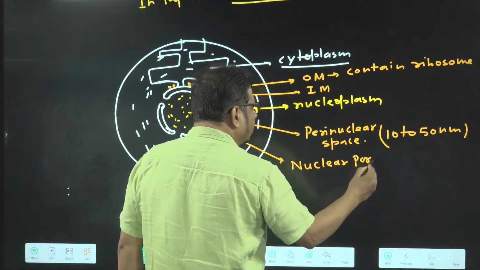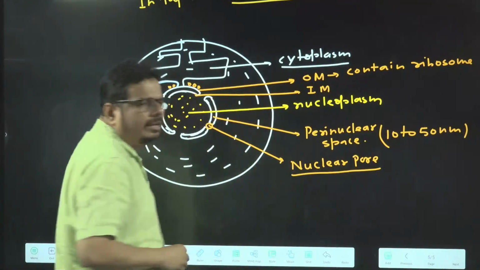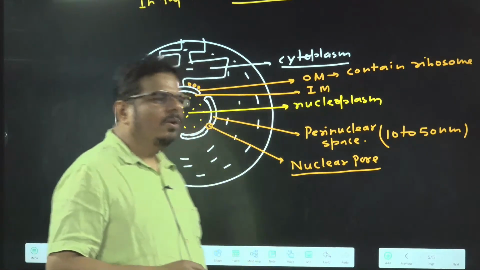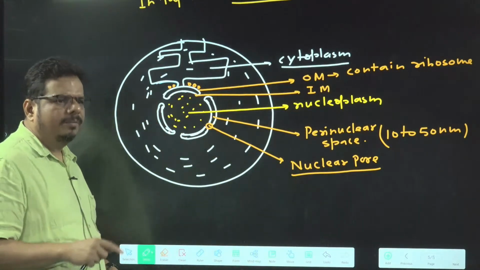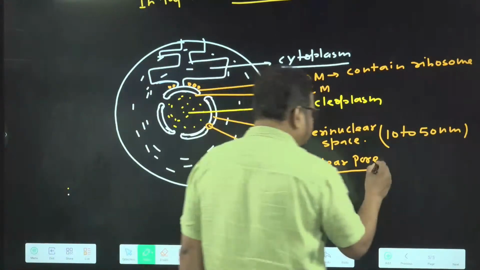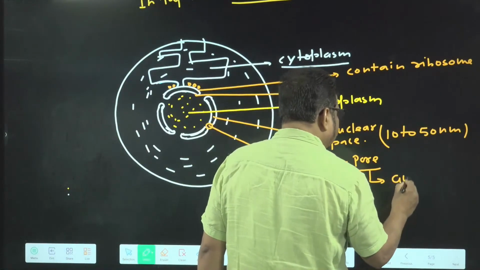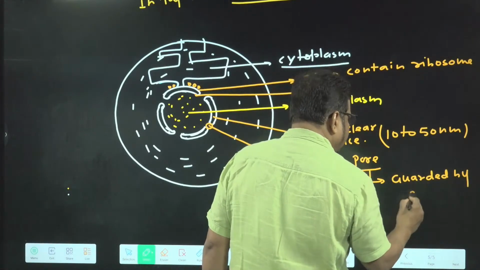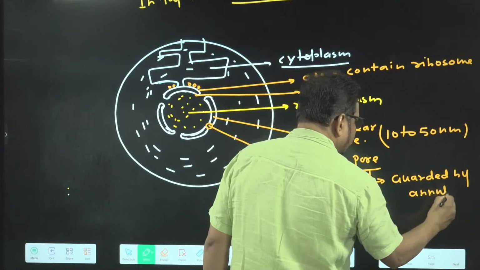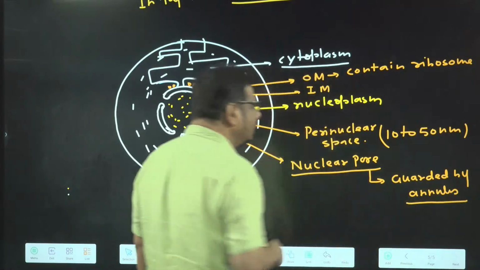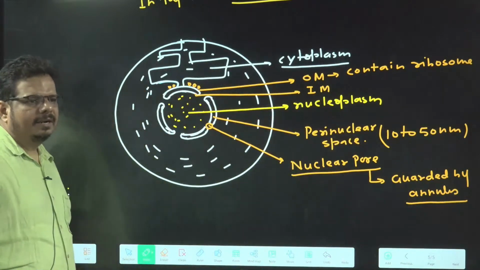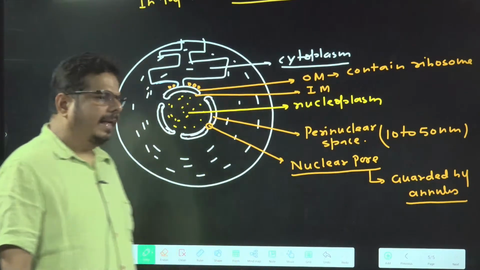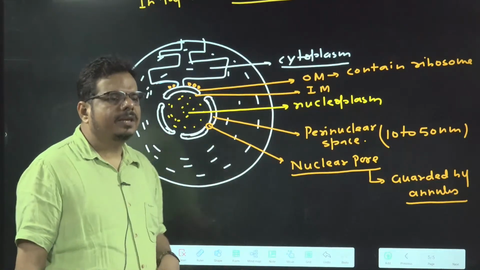Nuclear pore. And don't confuse, this nuclear pore is not always an open structure. It is a guarded structure. It is guarded by the annulus. Who is guarding the nuclear pore? Annulus is guarding the nuclear pore. Means through the nuclear pore, entry and exits are restricted.